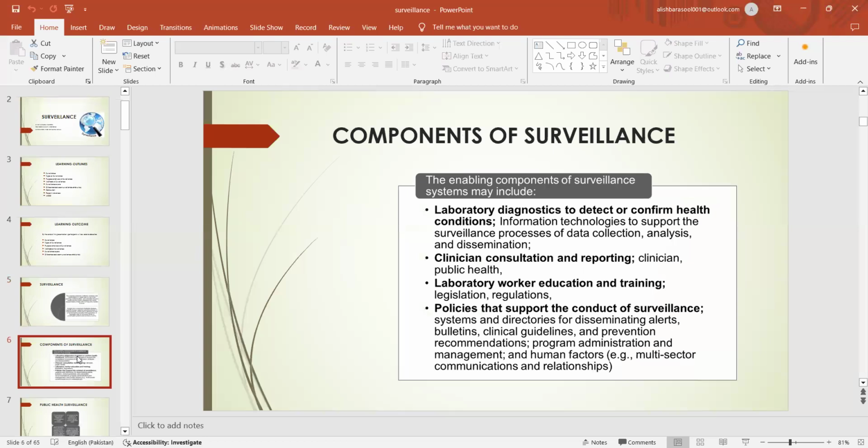Components of surveillance. The enabling components of surveillance systems may include laboratory diagnostics to detect or confirm the health conditions, information technologies to support the surveillance processes of data collection, analysis, and dissemination, clinician consultation and reporting, laboratory worker education and training, legislation, regulations, and policies that support the conduct of surveillance, systems and directories for disseminating alerts, bulletins, clinical guidelines and prevention recommendations, program administration and management, and human factors.